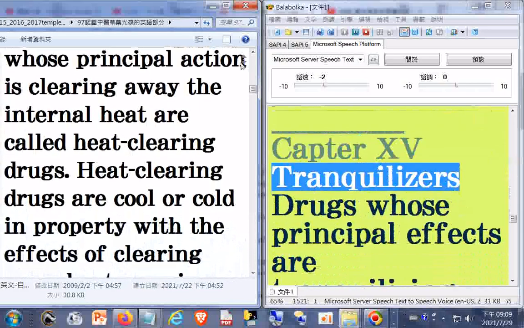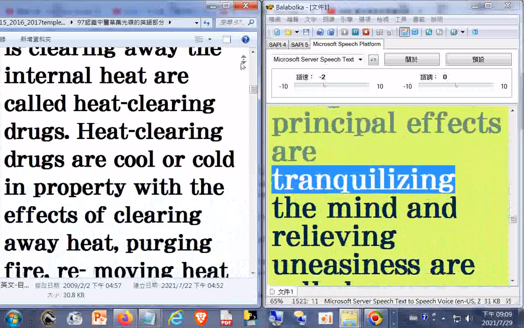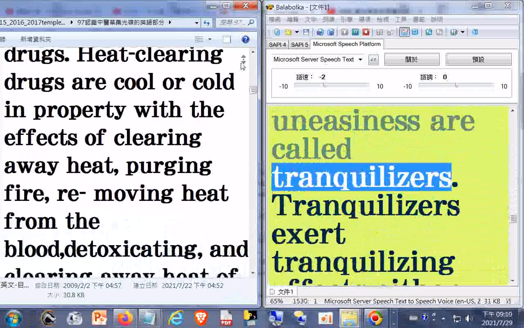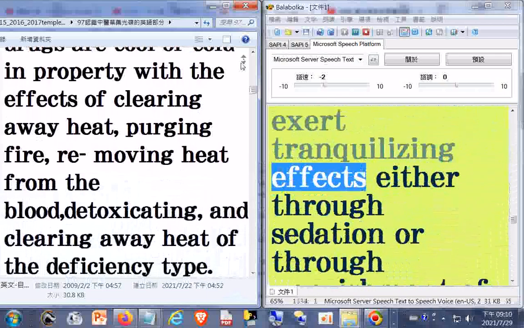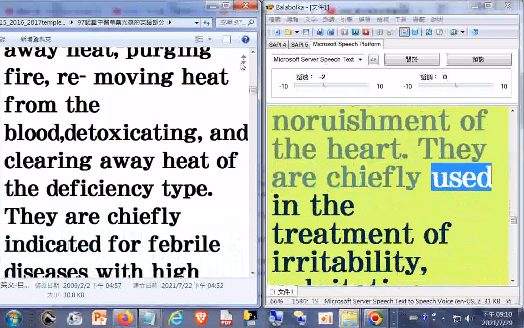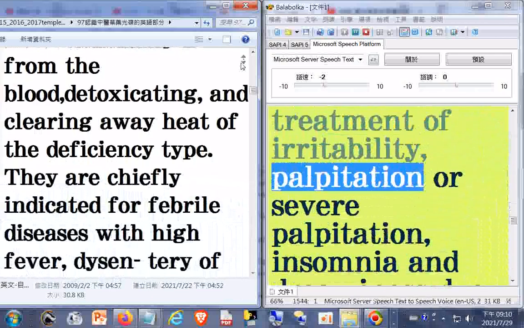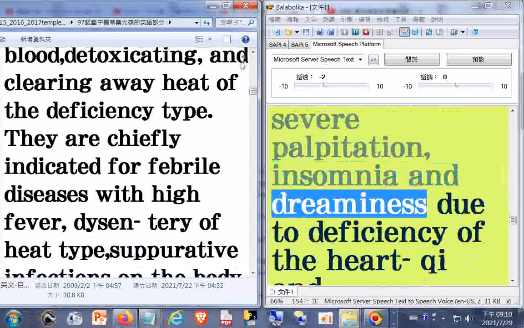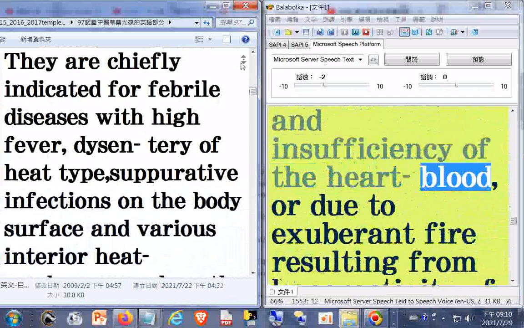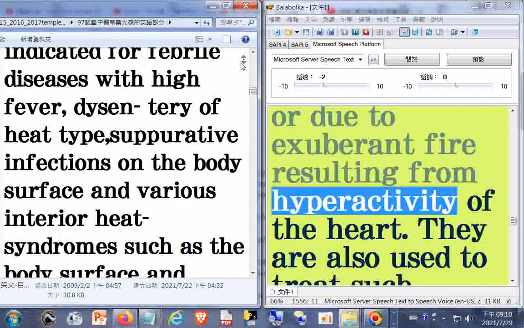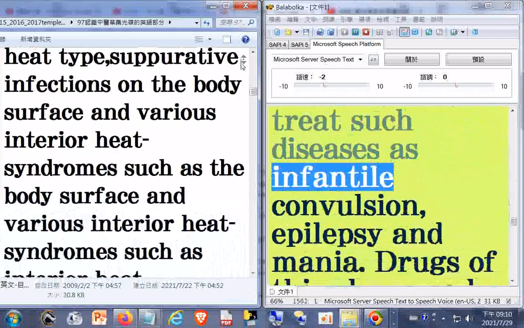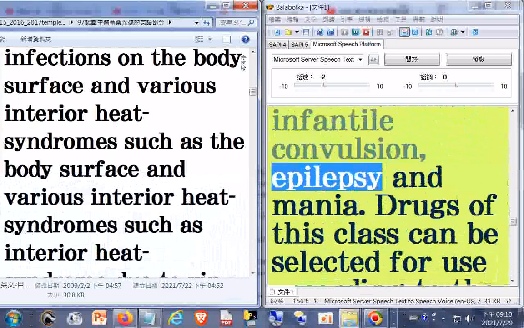Chapter 15 Tranquilizers. Drugs whose principal effects are tranquilizing the mind and relieving uneasiness are called tranquilizers. Tranquilizers exert tranquilizing effects either through sedation or through nourishment of the heart. They are chiefly used in the treatment of irritability, palpitation, or severe palpitation, insomnia and dreaminess due to deficiency of the heart qi and insufficiency of the heart blood, or due to exuberant fire resulting from hyperactivity of the heart. They are also used to treat such diseases as infantile convulsion, epilepsy, and mania.